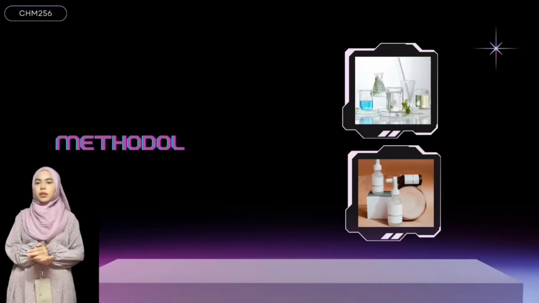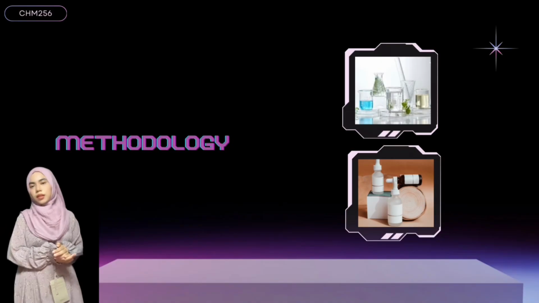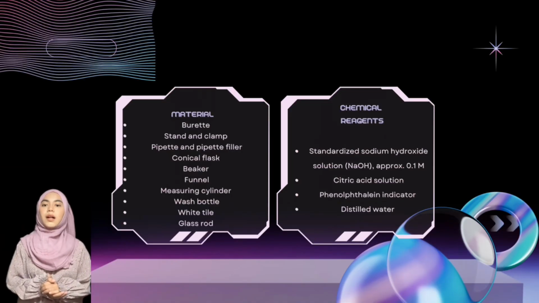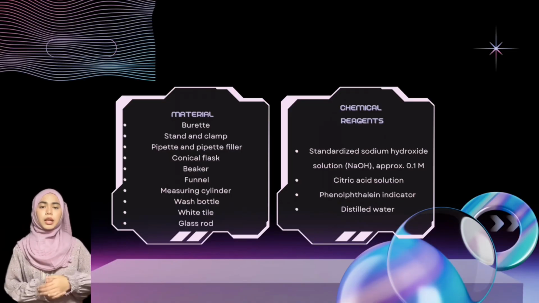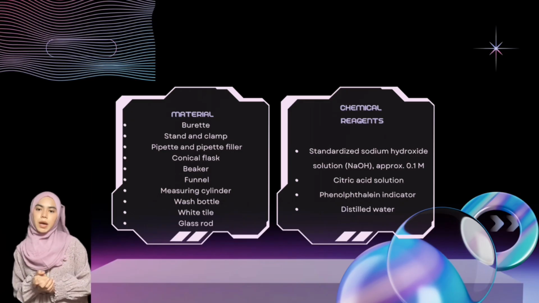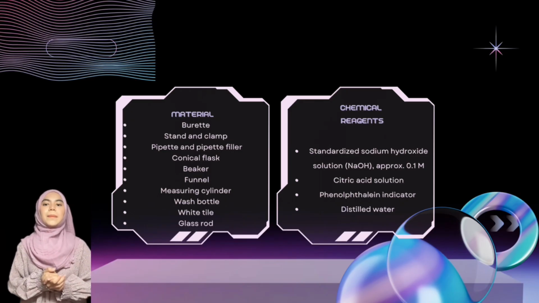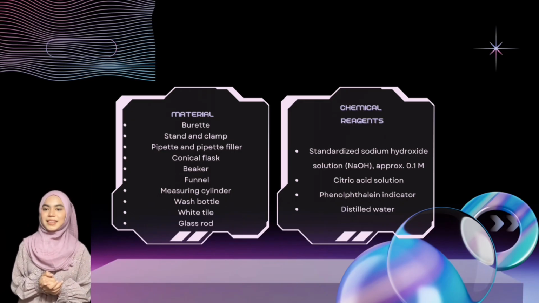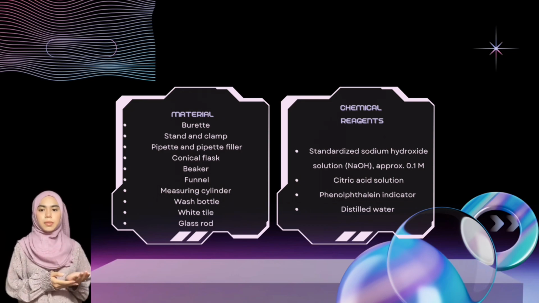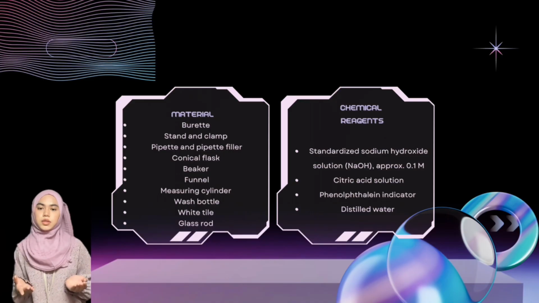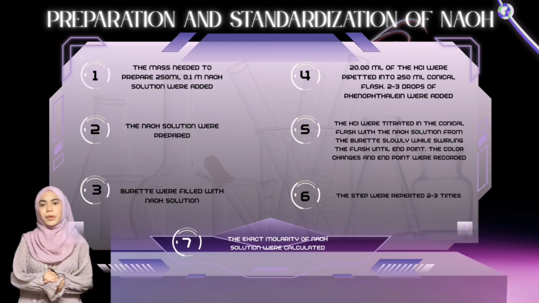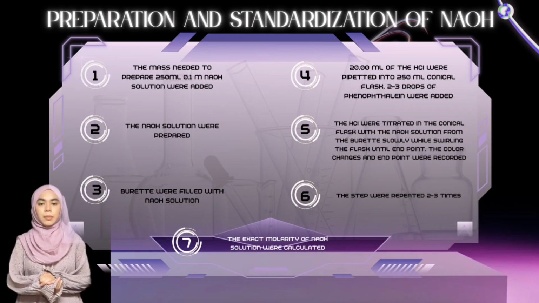I would like to talk about the methodology used to determine citric acid content in cosmetic products. We prepare all the necessary materials and chemicals including burette, stand and clamp, pipette and pipette filler, conical flask, beaker, funnel, measuring cylinder, wash bottle, white tile, glass rod, standardized sodium hydroxide solution, citric acid solution, phenolphthalein indicator, and distilled water.